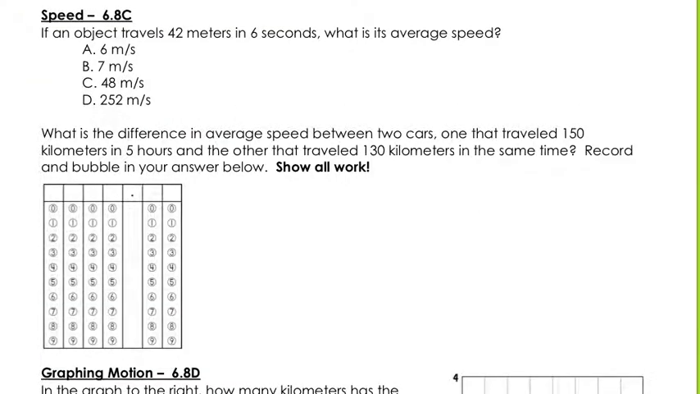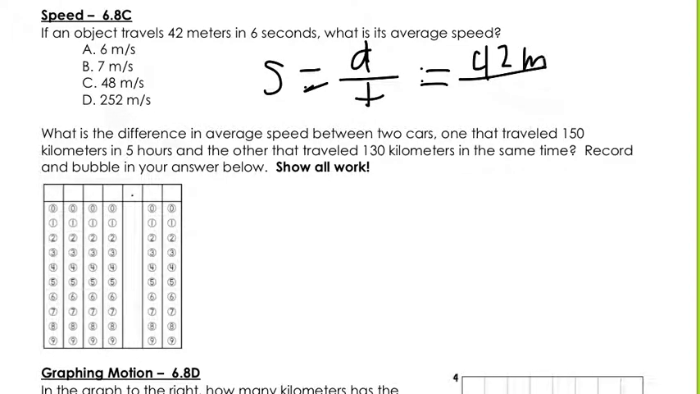Okay, speed. If an object travels 42 meters in 6 seconds, what is the average speed? Speed is distance divided by time. So the distance is 42 meters. The time is 6 seconds. When you divide, you should have gotten B, 7 meters per second.